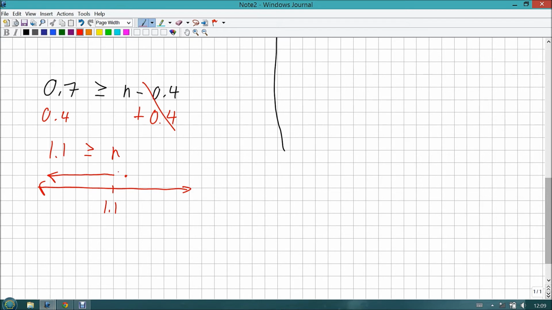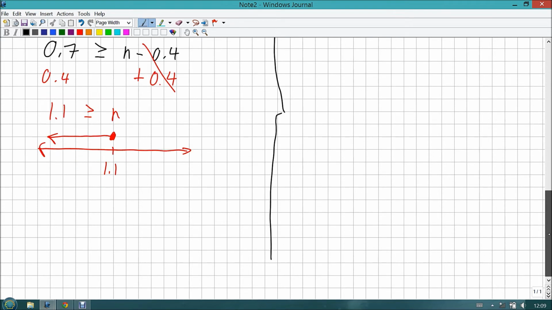Now the question becomes, is it a circle or a dot? We've got a bar. It's going to be solid. So we put a solid dot there, and it goes to the left. Still as easy as cake.